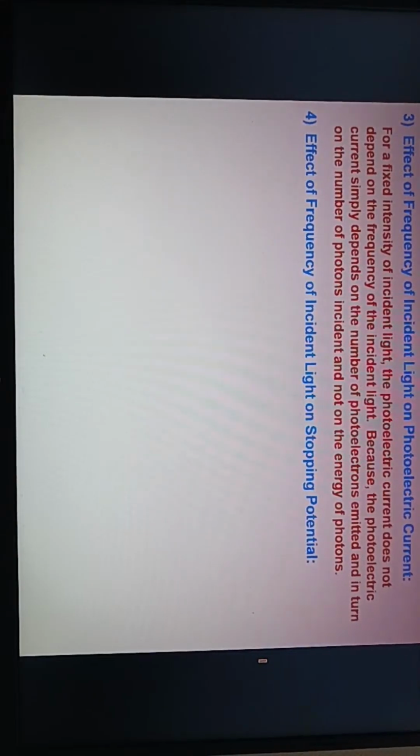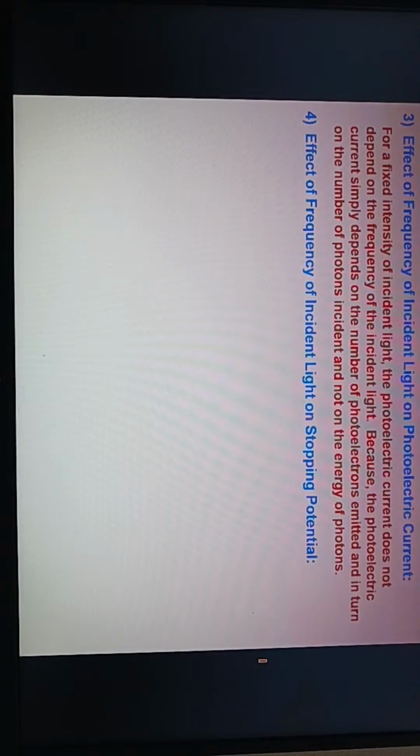Tell me in your own language, Kannada. You tell me, I can hear. What do you understand by this sentence? Sir, the intensity of incident light does not depend on the frequency. It only depends on the number of electrons emitted, sir. If I increase frequency, sir, it does not depend on frequency. Why is it not dependent? I want to ask that question.